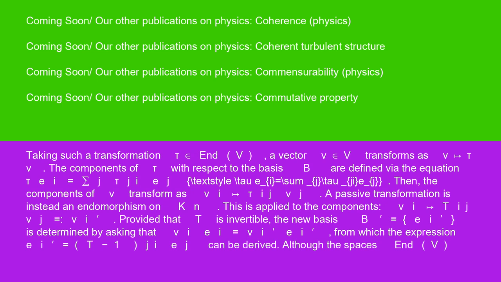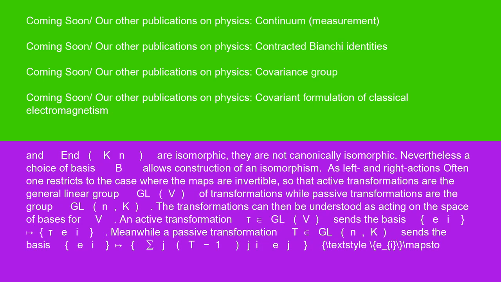Although the spaces End(V) and End(K^N) are isomorphic, they are not canonically isomorphic. Nevertheless, a choice of basis B allows construction of an isomorphism. As with left and right actions, often one restricts to the case where the maps are invertible, so that active transformations are the general linear group GL(V) of transformations, while passive transformations are the group GL(N, K). The transformations can then be understood as acting on the space of bases for V.